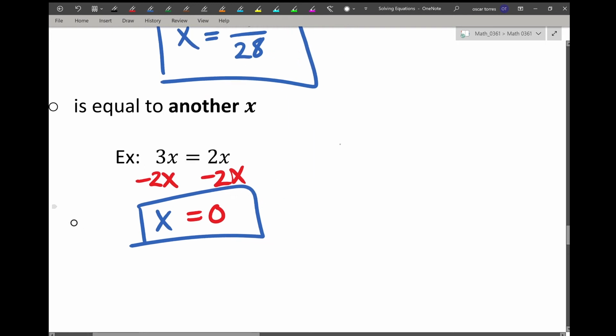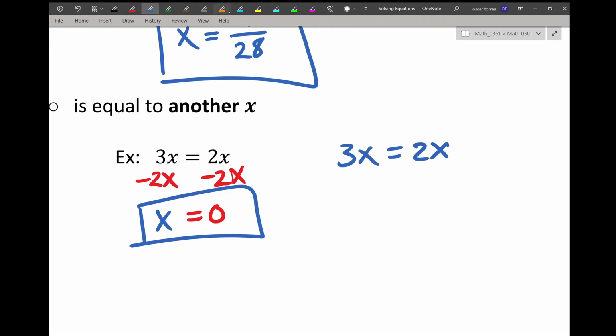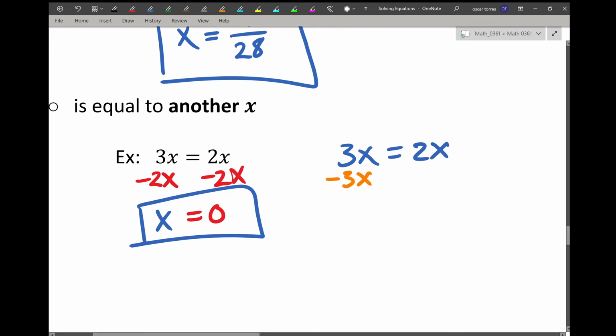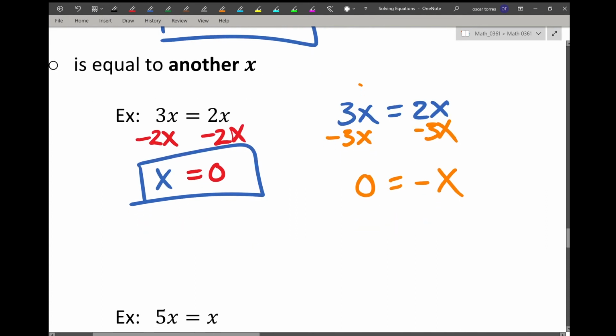If instead we would have done 3x equals 2x and subtract 3x, we would end up with the same answer. If we decided to subtract 3x from both sides, 3x minus 3x gives me a 0. On the other side, 2x minus 3x gives me a negative 1x. And if 0 equals negative x, then positive x would give me 0.